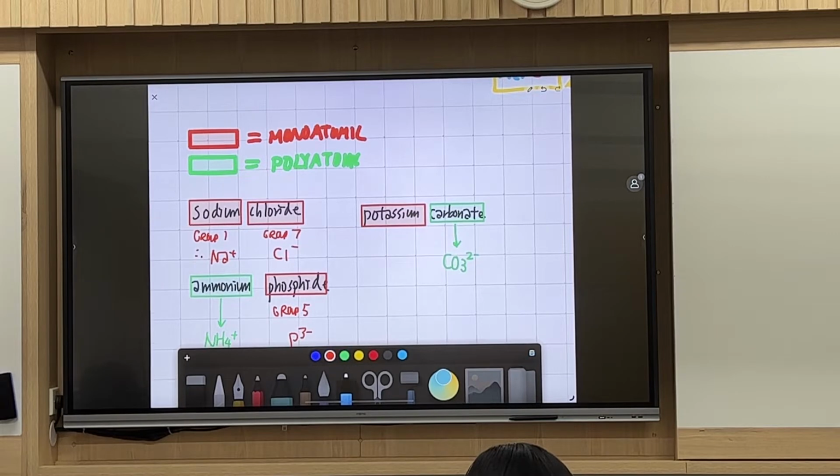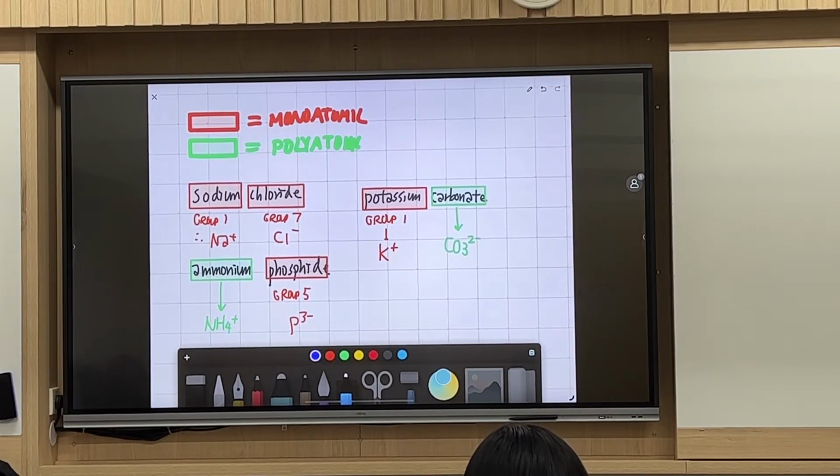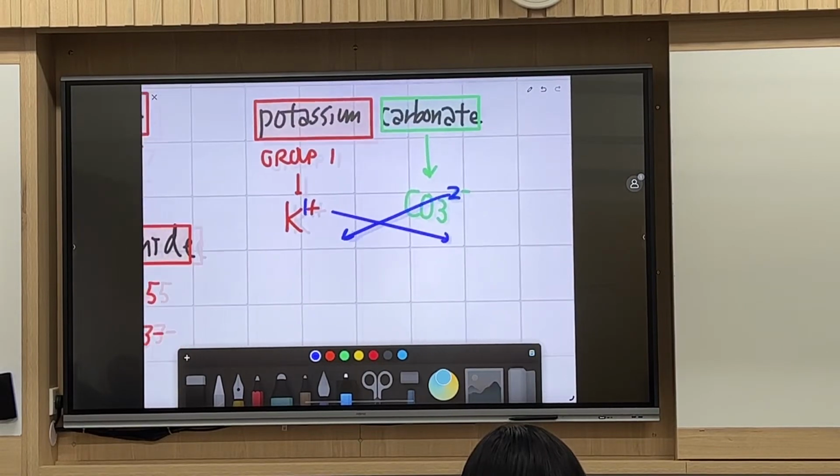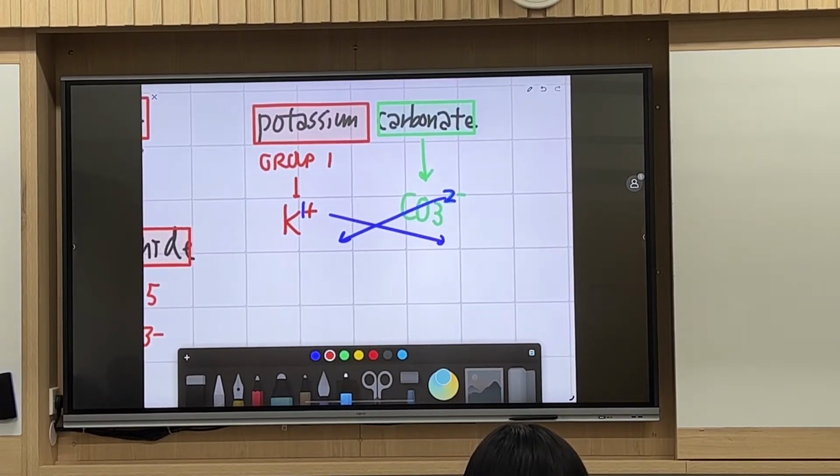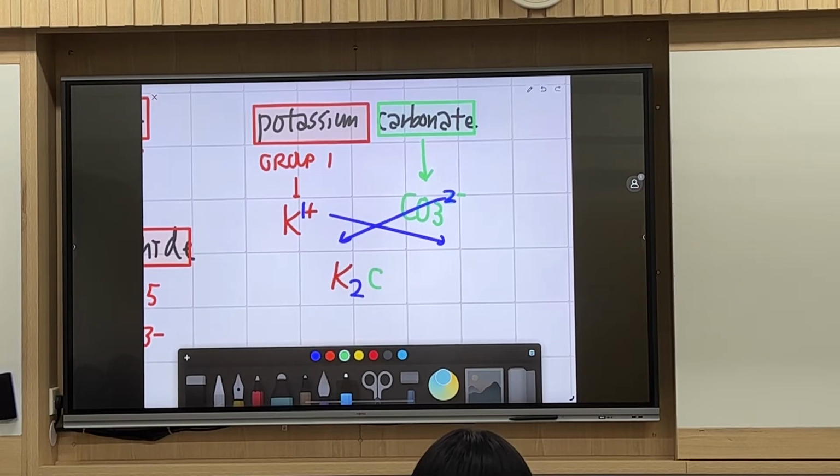And knowing that potassium is from group 1, what must the charge be for potassium if it is from group 1? What is the charge of something from group 1? 1 plus. Okay, 1 plus. So K plus. And then you need to do the crisscross rule thing here. So what is the formula of potassium carbonate then? When you swap the numbers around, K2. Yes, K2CO3. You don't have to write out the 1 because 1 is not shown.